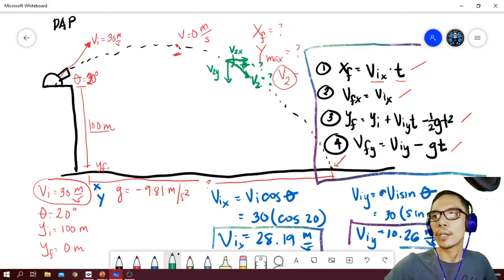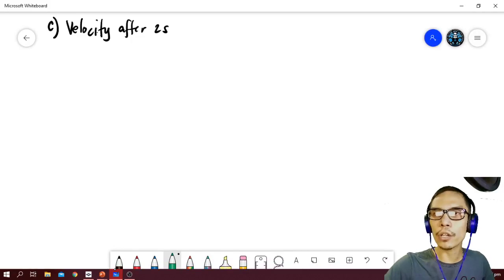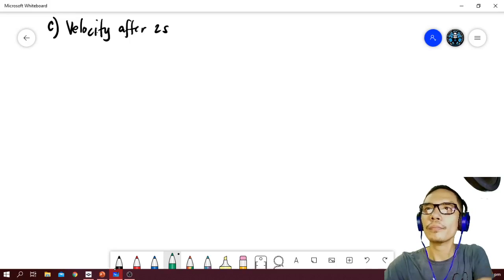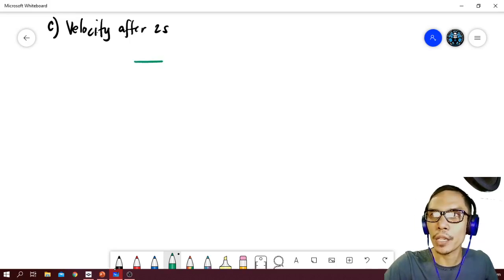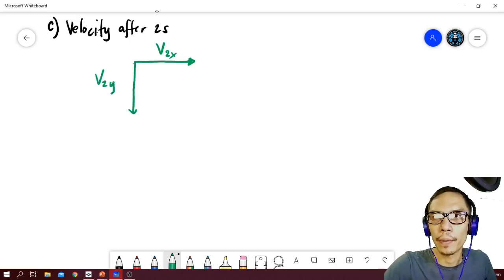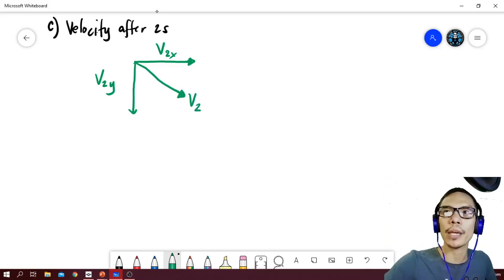Now, let's go back to our drawing. So let's redraw it here. So we have first the v2x. There you go. And we have the v2y. Next one, we have the missing thing, the one that is asked in the problem. So this is the velocity after 2 seconds and the direction it is going.